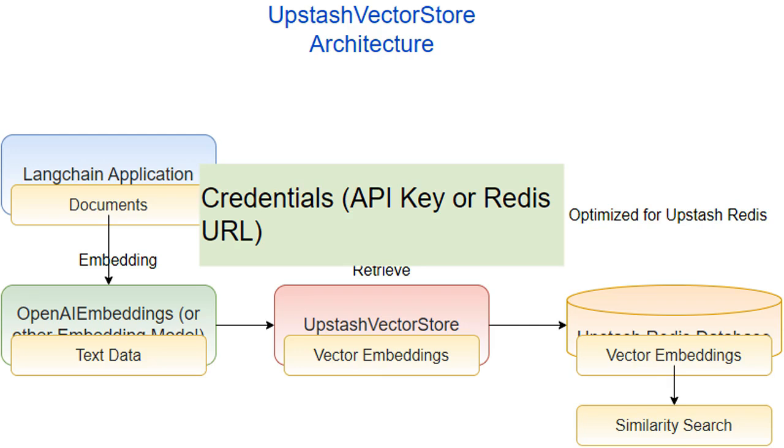To connect to Upstash Redis, the "upstash-vector-store" needs credentials such as an API key or a Redis URL. Think of it like needing a key to unlock a door to access data. Without valid credentials, it can't access the database.